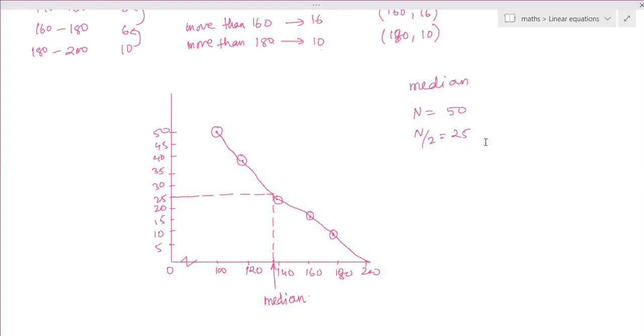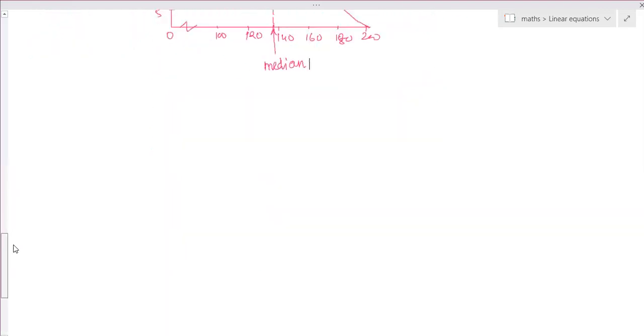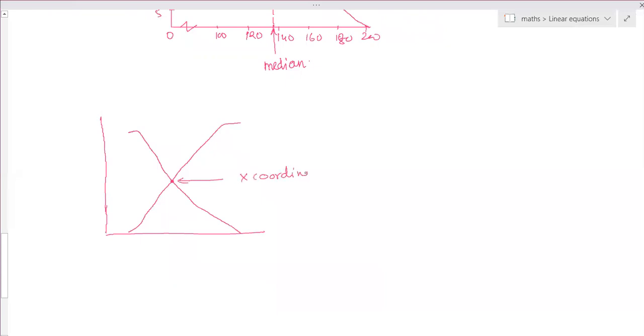If you have less than and more than ogives in the same graph, they ask us to draw both the curves in the same graph. That is a 4-mark question. One will go like this, another will go like this, so they intersect at a point. The x coordinate of this point of intersection is the median.